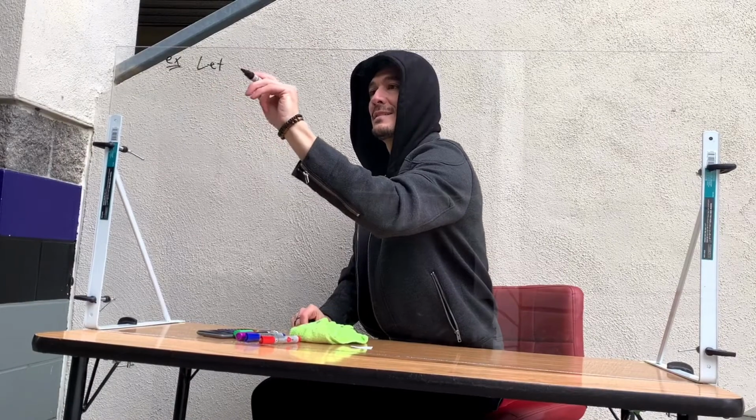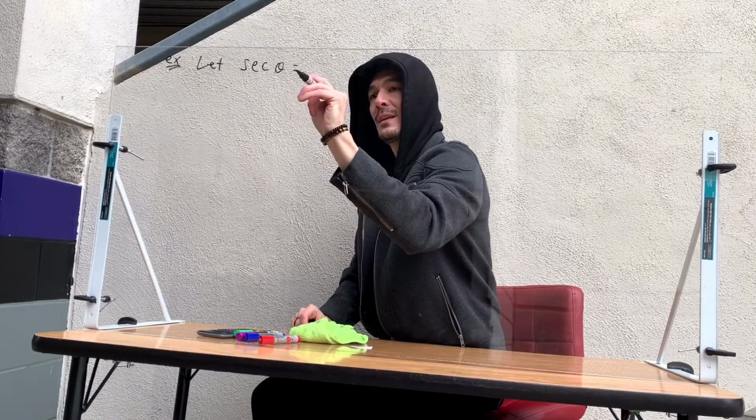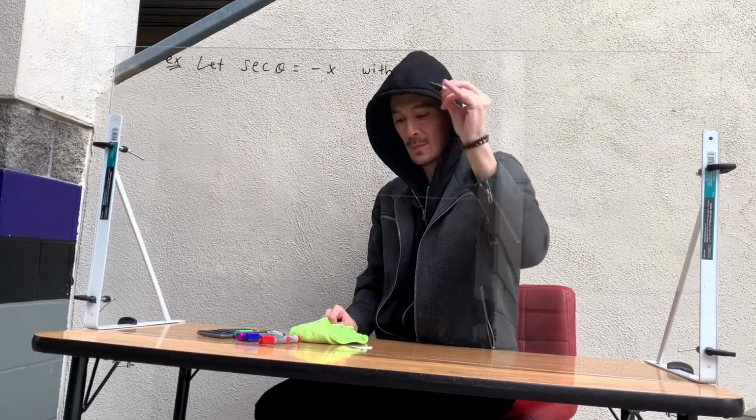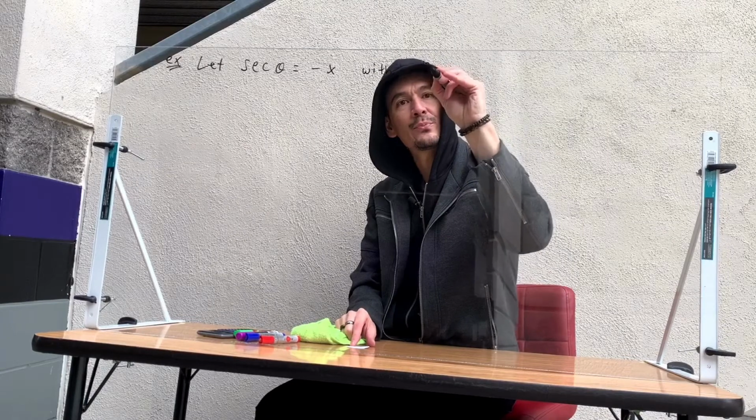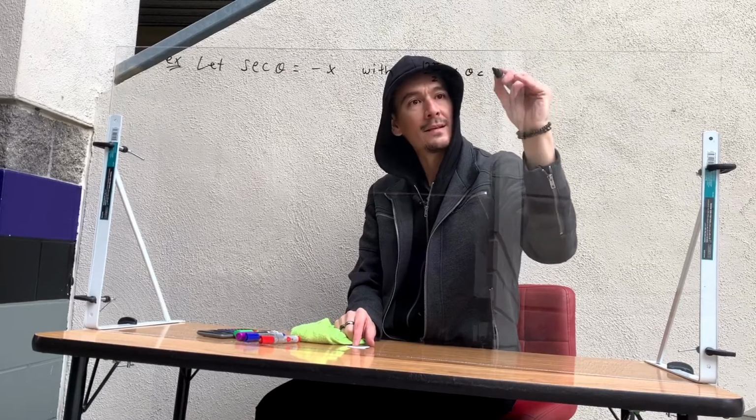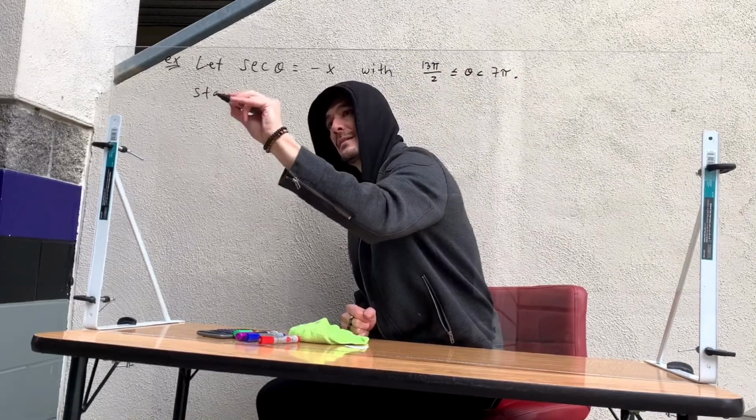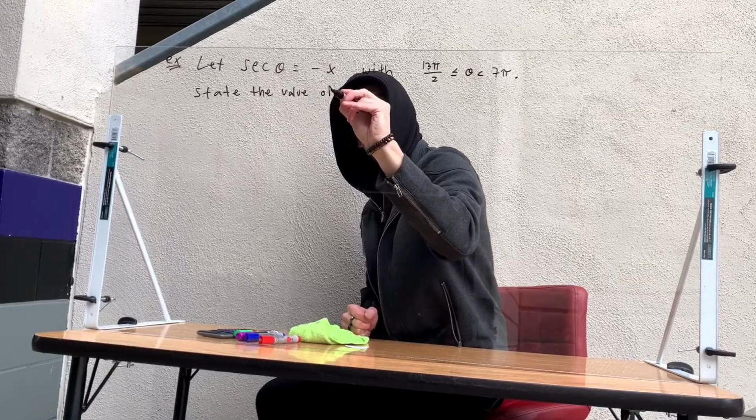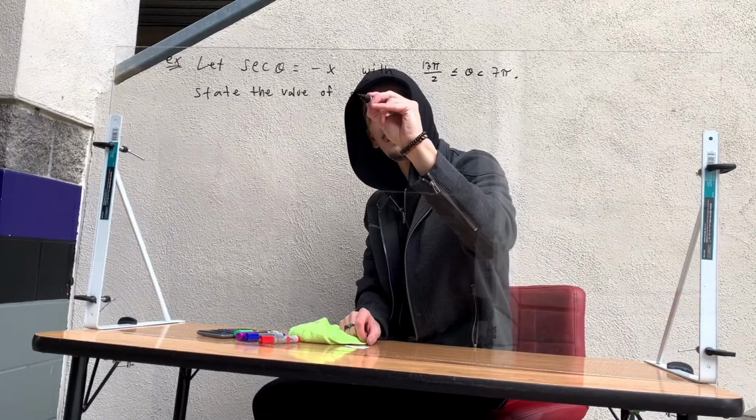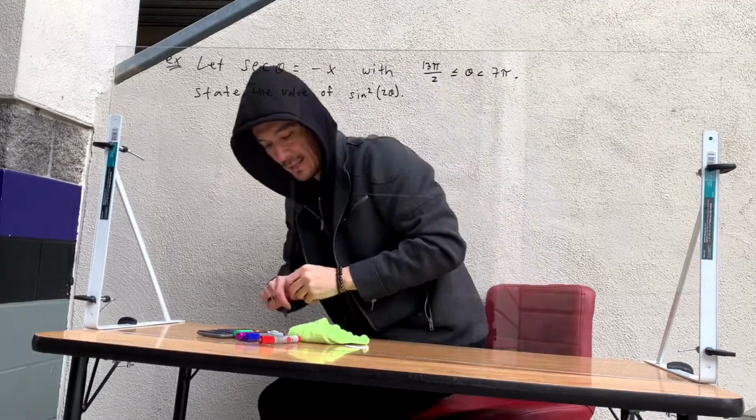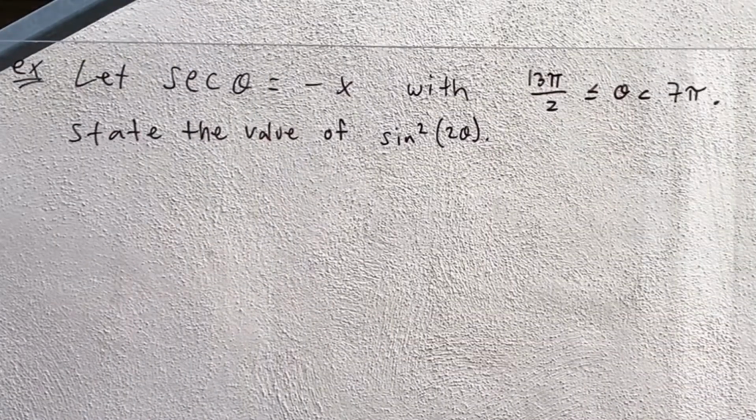Let secant of theta equal negative x with 13 pi over 2 less than or equal to theta less than 7 pi. State the value of sine squared 2 theta. Let me get out of the way so you can see this. So copy that down, guys. That's what we're trying to do.